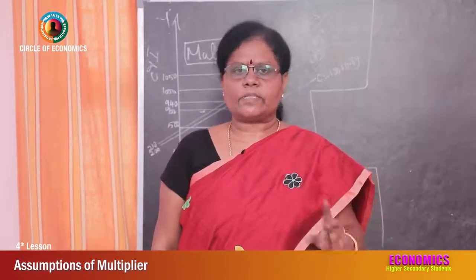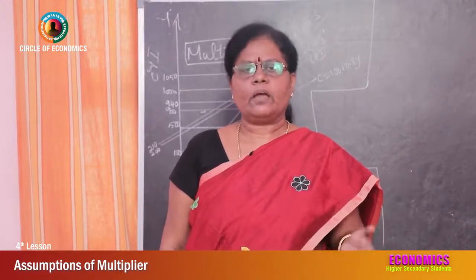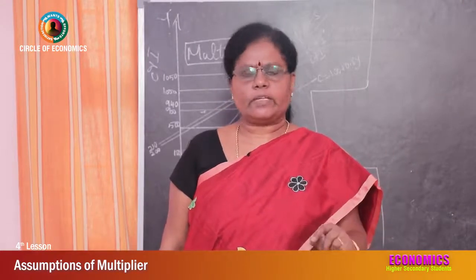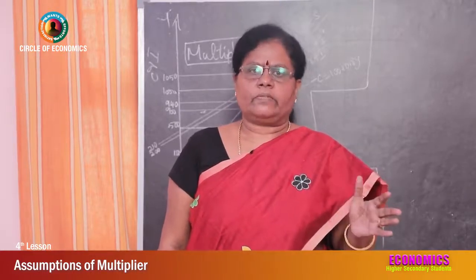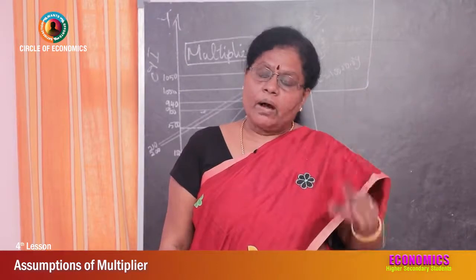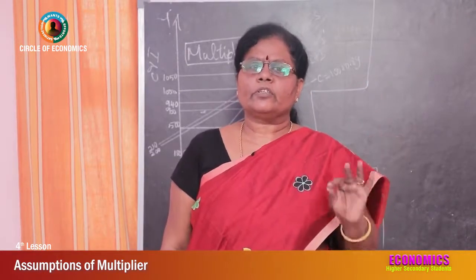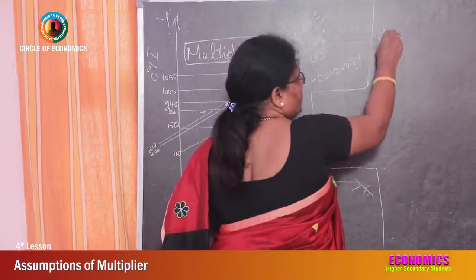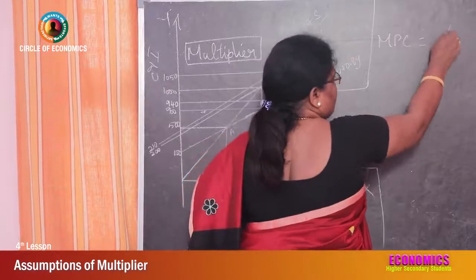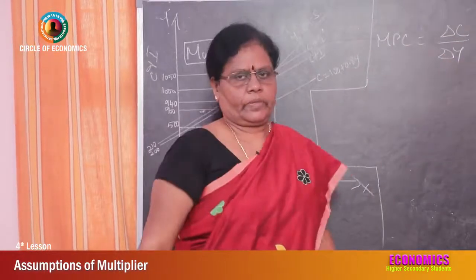We have seen the assumptions of multiplier. Now we will go to the relationship between marginal propensity to consume and multiplier. Propensity to consume refers to the relation between consumption and income. Marginal propensity to consume says change in consumption due to change in income. How do we write? Marginal propensity to consume is equal to change in consumption due to change in income.